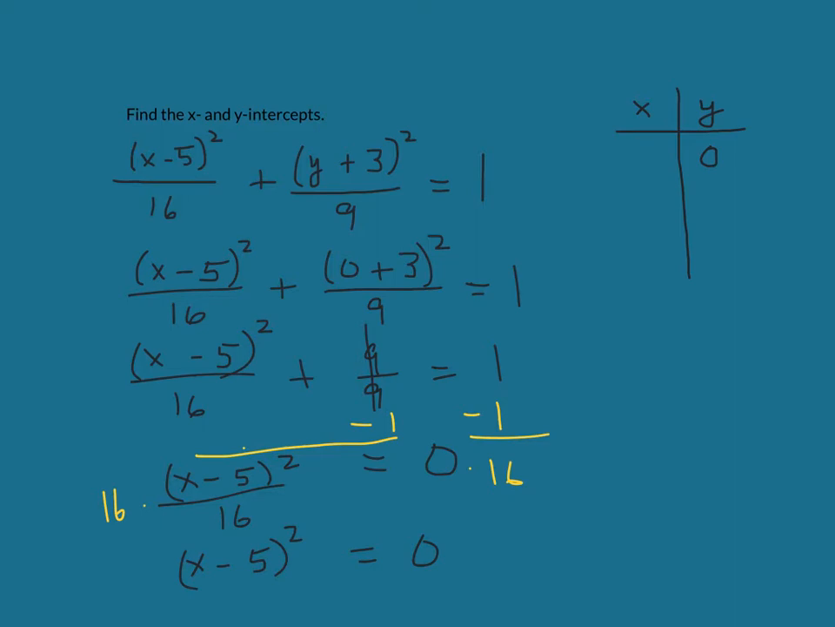Taking the square root of both sides, since we have a 0 here, the positive and the negative is not going to make a difference. But normally when you take the square root of both sides of an equation, you need to have both the positive and the negative square root. So x minus 5 equals 0, which gives us, after we add 5 to both sides, x equals 5. So our x-intercept is the ordered pair, or the point, 5, 0.